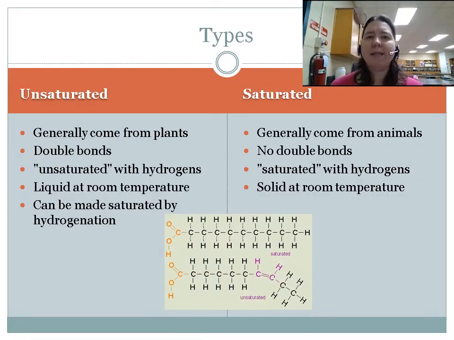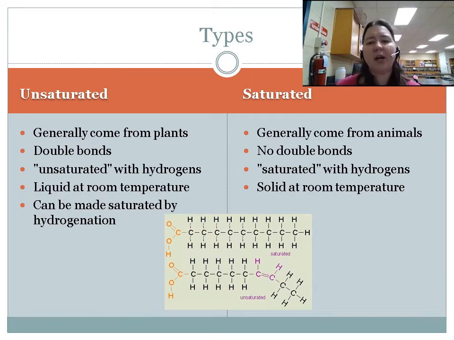There are two main types of fats, two main types of lipids, I should say. Unsaturated, which are usually plant-based. So think olive oil. Okay, olive oil, canola oil, corn oil, those kinds of things. They generally come from plants, and they have double bonds. So you can see down here, there's a double bond between a carbon atom, and there's usually more than one, but there's at least one.